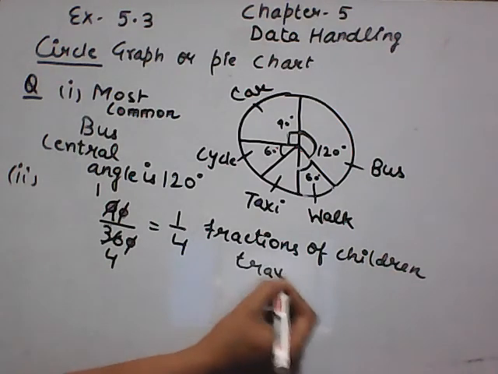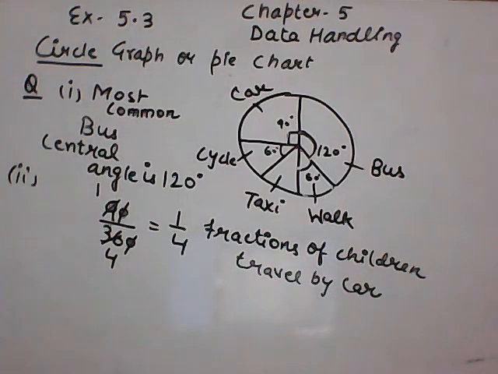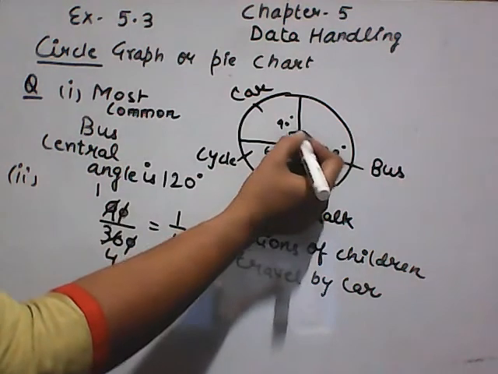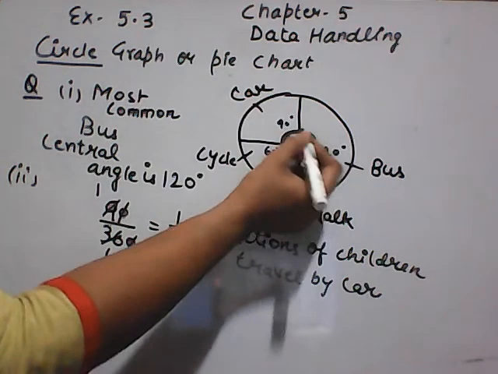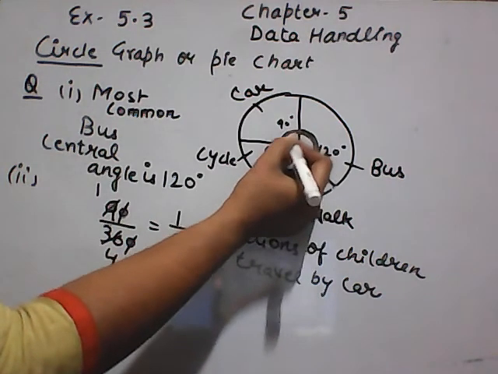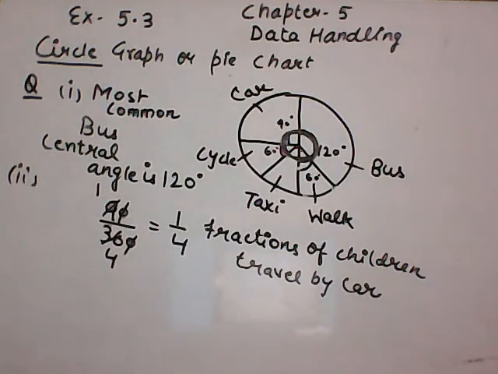In this way, you can find out the information related to the pie chart. Here, the central angle of car is 90 degrees out of 360 degrees. We know that the total revolution is 360 degrees in a circle. Out of 360 degrees, car is 90 degrees, so 90 divided by 360 is 1 by 4 of children who travel by car.